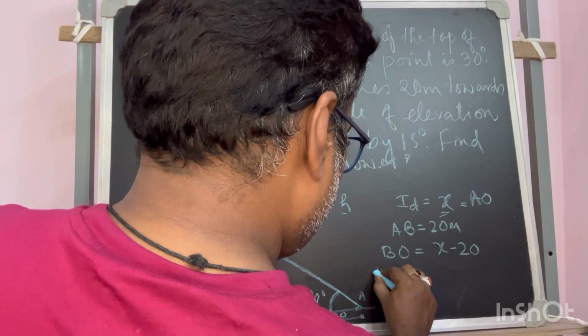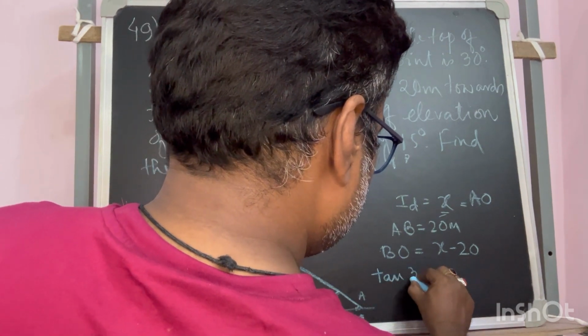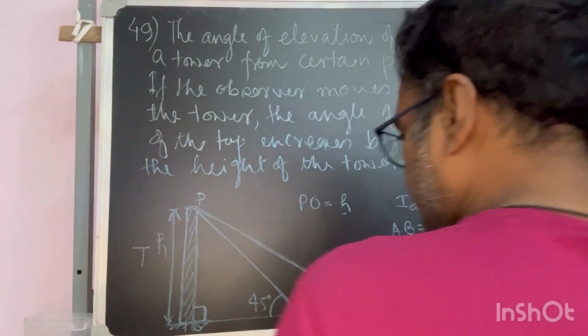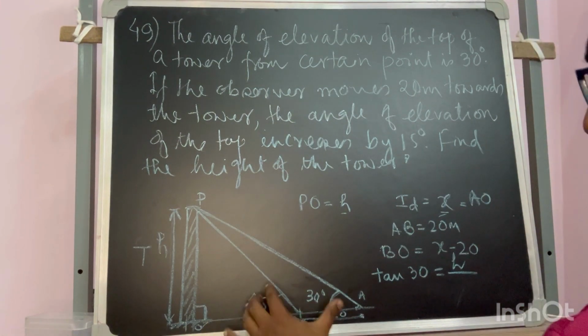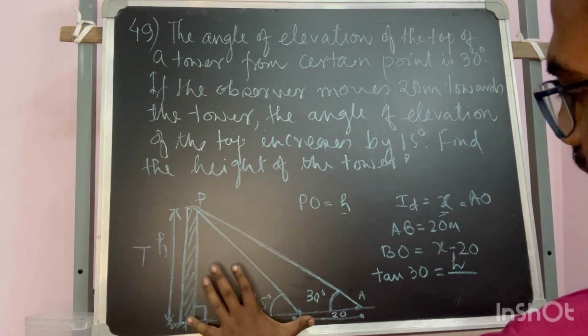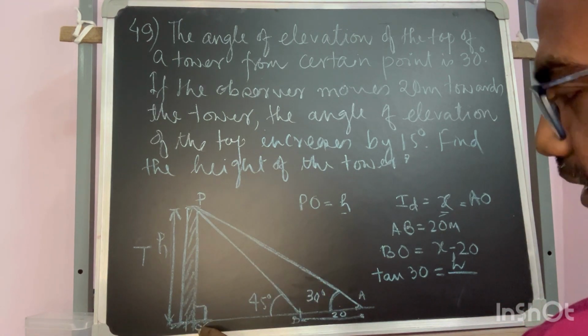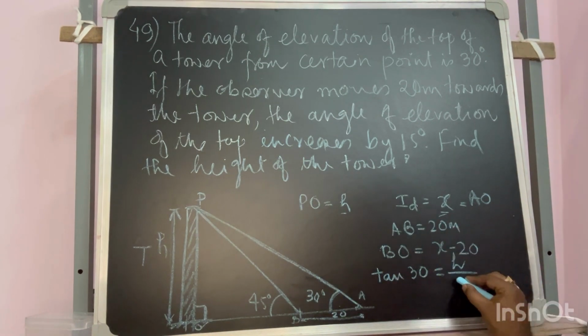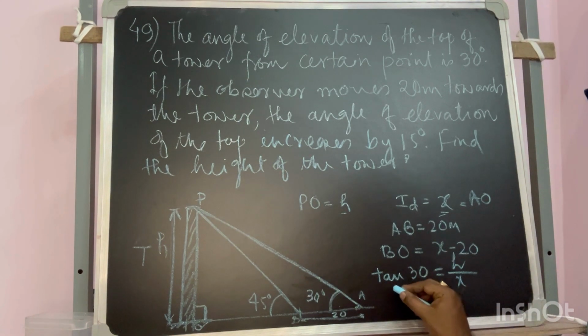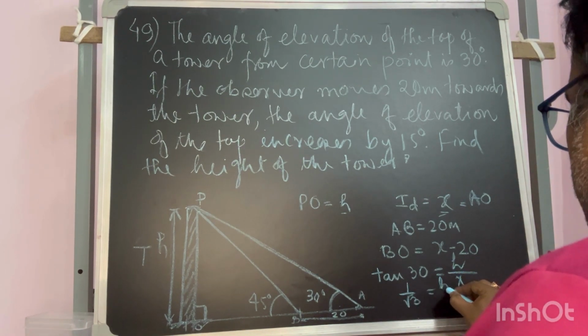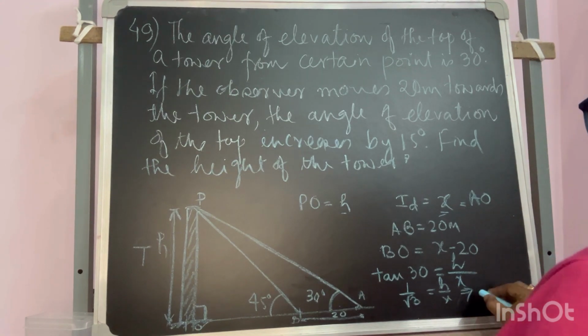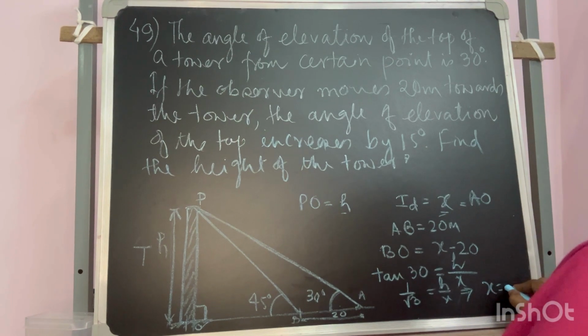So if I take tan 30, the height is H, and the base is AO, which I have taken as x. So this is first. Tan 30 is 1 by root 3, which is equal to h by x. And from here I get x is equal to root 3 h. So this is my first equation.